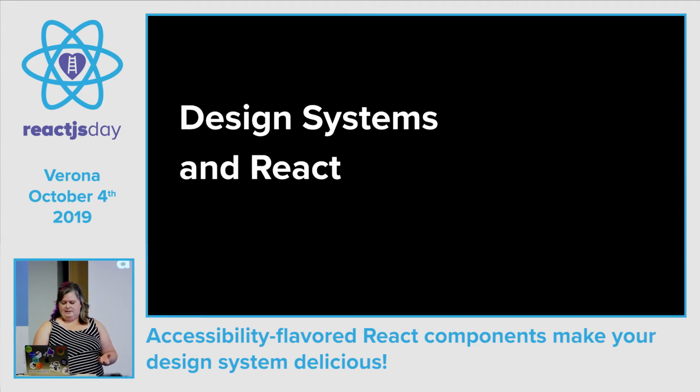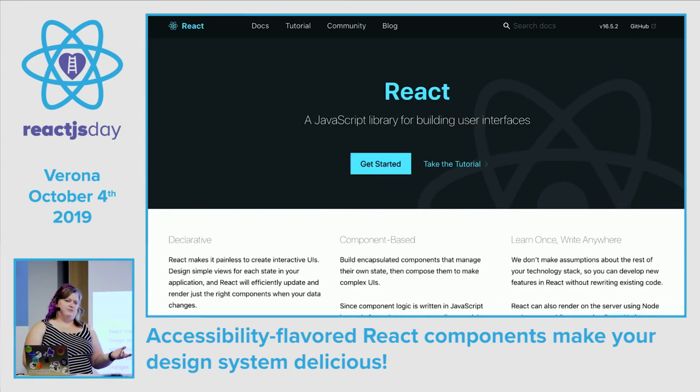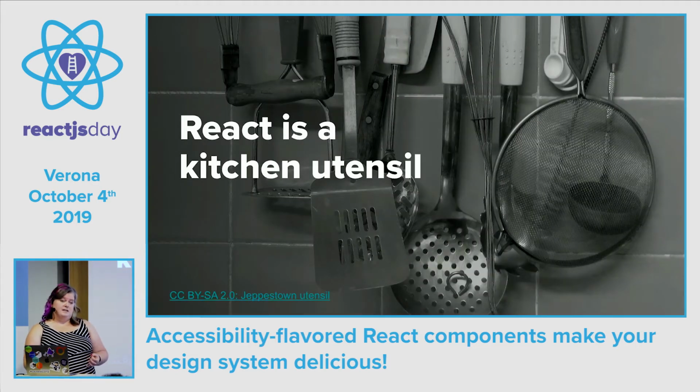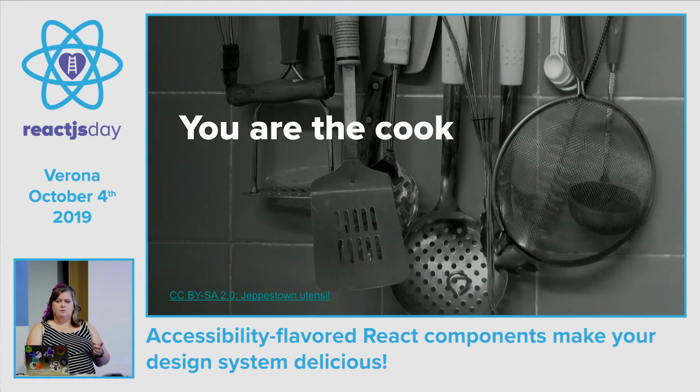So what does that have to do with React? So there's always some debate about how when you use a framework, you're going to make inaccessible apps, and that's a problem. But if you look at React's docs, React fully supports building accessible websites by using standard HTML, CSS techniques. So I like to say React is a kitchen utensil, but it's not the only utensil in your kitchen. You are the cook. So in my opinion, it's up to the developer to have that standard HTML, CSS, JavaScript, and accessibility best practices and fundamentals to know how to leverage a utensil correctly, and that includes React.